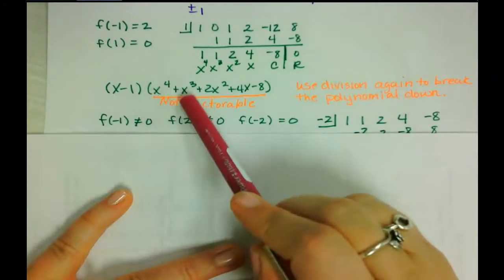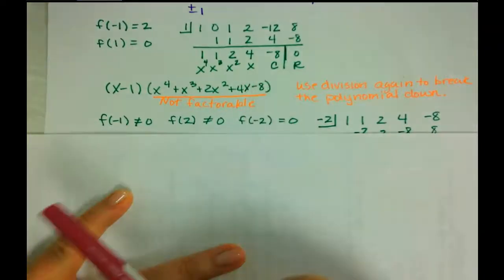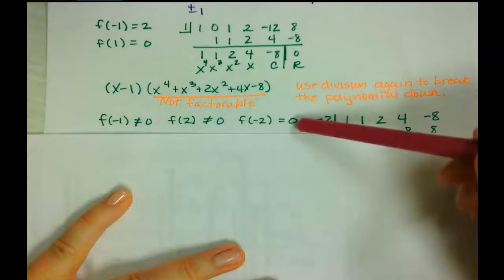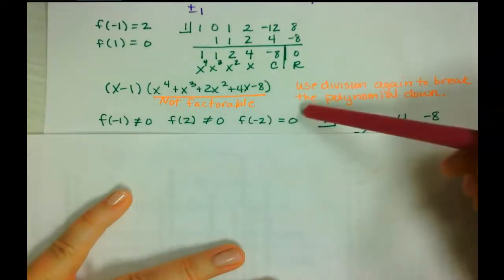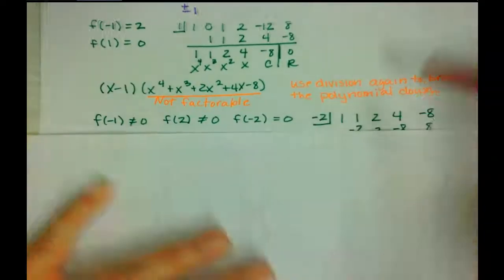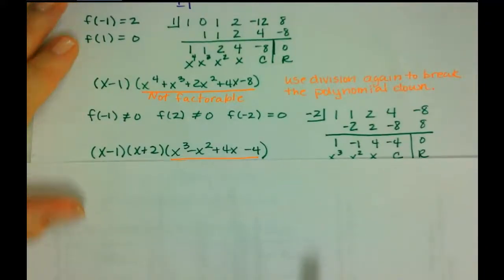-2 to the 4th, -2 cubed, 2 times -2 squared, 4 times -2, and the -8. All right, so once I plugged that -2 in there, I got a 0. So this tells me the remainder of 0 means I have a factor of x plus 2. So I use the root to do my synthetic division and break it down.